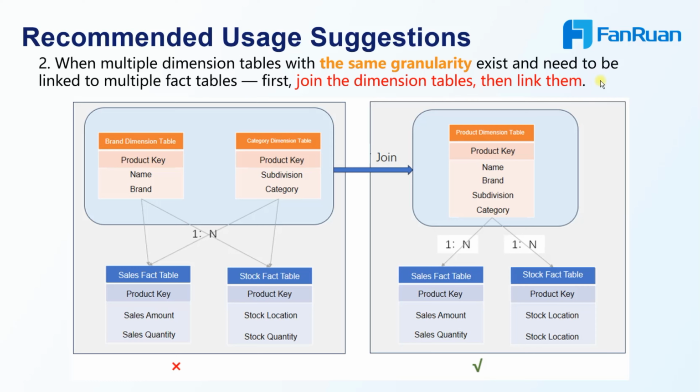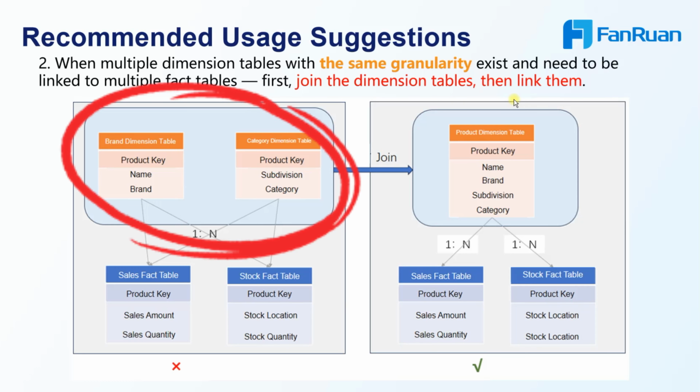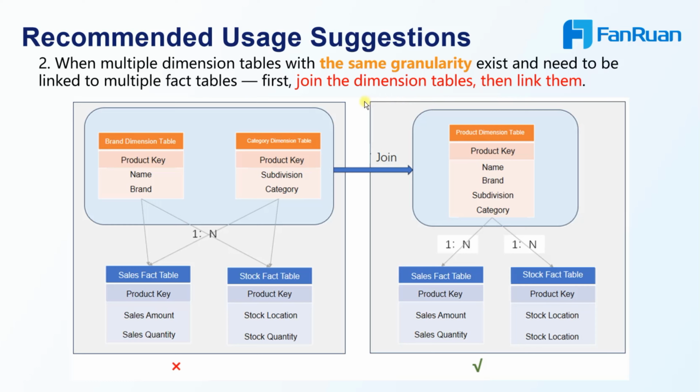This might sound a bit abstract, but let's look at a specific example. What does it mean? It means the same granularity, like product. But maybe the product name and brand are in one table, and the product category and subdivision are in another. But these two tables are actually at the same granularity, both about products. Our recommendation is to join these two tables into one product dimension table. Once we have that, we can establish a 1N relationship with sales fact tables, stock fact tables. Then we can analyze the sales, stock data of different products. That's the second recommendation. When you face this situation, you need to do this kind of processing.